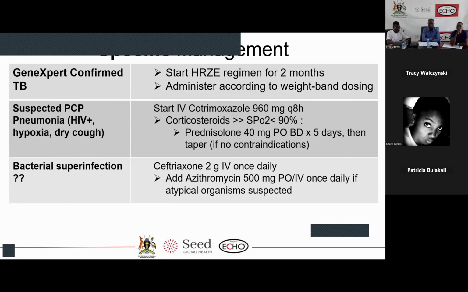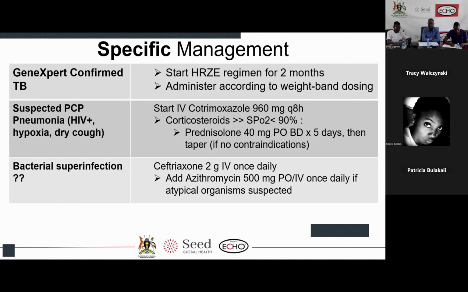Back to our differential specific management. We had GeneXpert confirmed for TB. So start HRZE, isoniazid, rifampicin, ethambutol, pyrazinamide. An intensive regimen for 2 months has to be administered according to the weight band dosing.